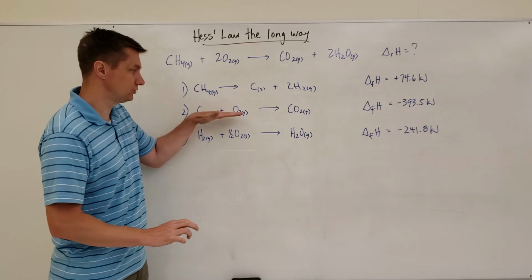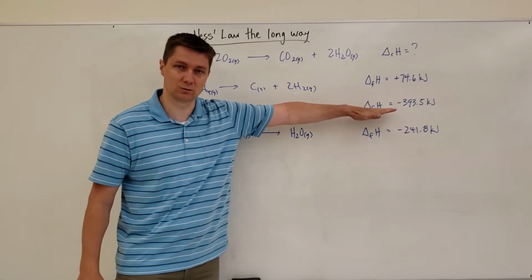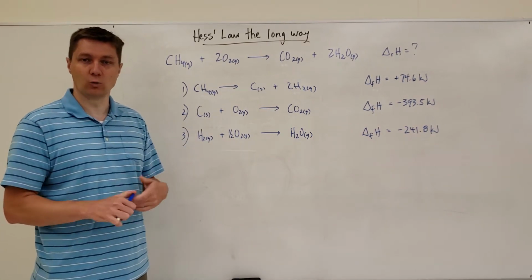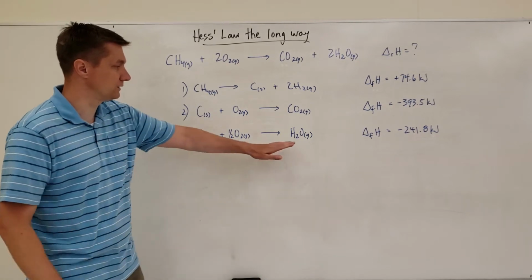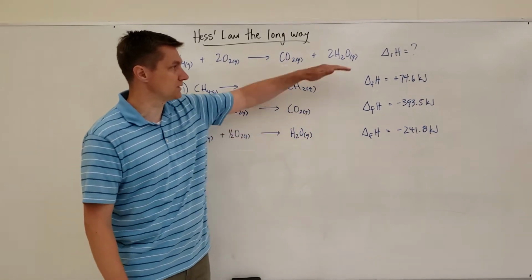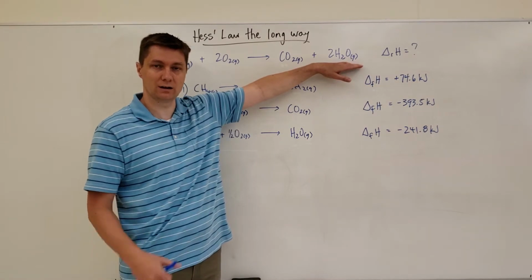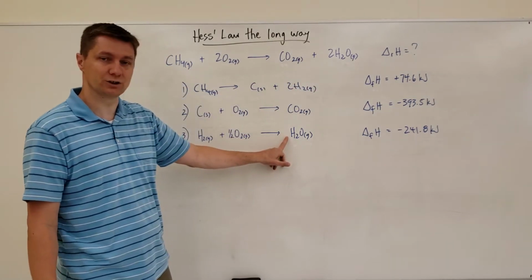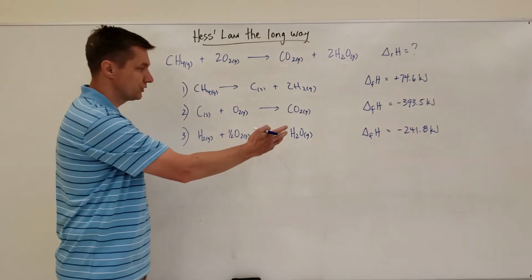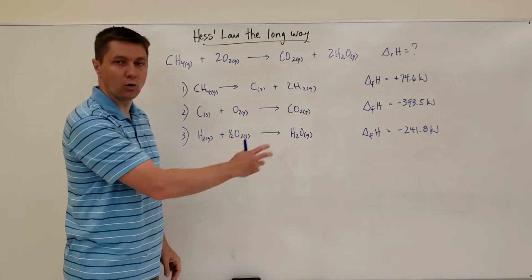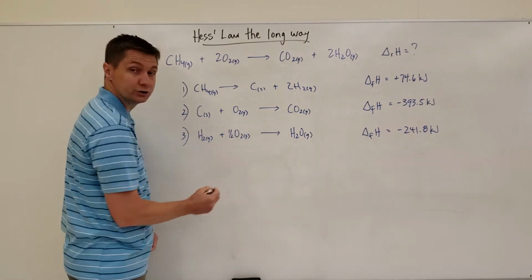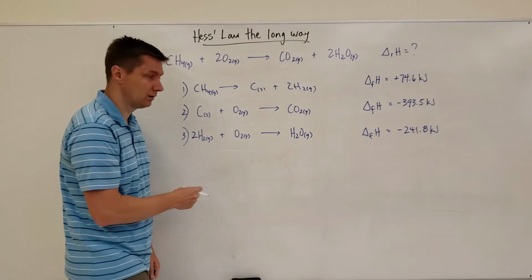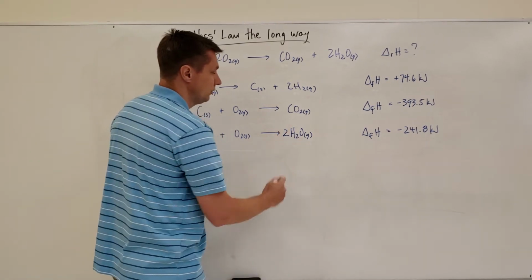If I don't change anything in this reaction, I don't need to change anything with the delta H. Reaction 3, though, does show what else can happen with these reactions. Again, we've got water vapor on the product side, and that's good. I do have water vapor on the product side in the reaction I'm trying to rebuild. But you'll notice that this has a coefficient of 2, and this one only has a coefficient of 1. So I'm going to multiply the whole reaction by 2 so that I can get a coefficient here of 2. 2 times 1/2 is just 1, and then 2 times 1 is 2.